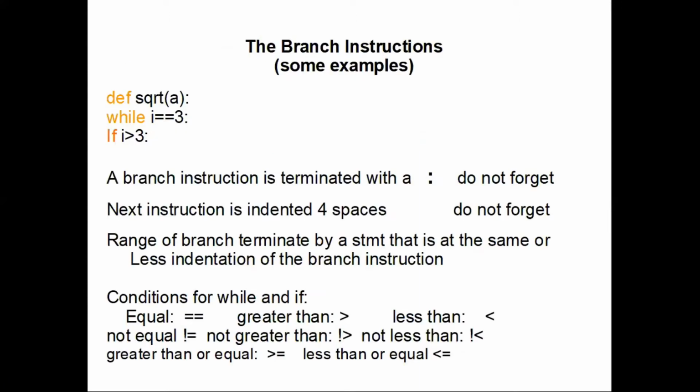We start off with what I call branch instructions. These are instructions that end with a colon, and the next statements after that are indented four spaces. The reason I call them branch instructions is because they basically allow you to jump to another part of the program in order to execute your code. The first one is a defined function, where def is the keyword. You have the name of the function, and then other parameters that you're passing to that function.